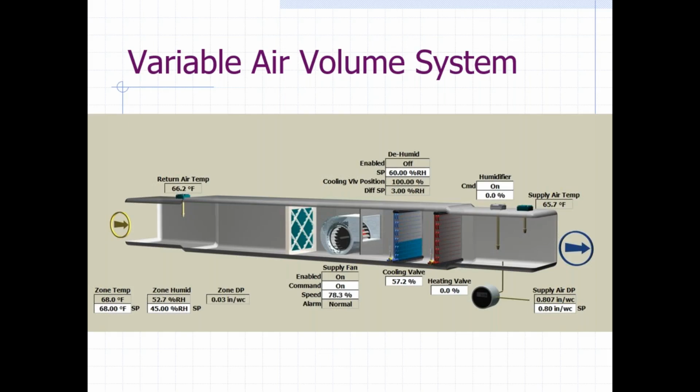The only difference here is we have at the bottom, in the middle underneath the fan, you see speed, and it's 78.3%. So the fan's not running at full. And here on the right-hand side bottom, you also see the static pressure. So they have a set point of 0.8, and right now they notice 0.807, which is pretty darn close. So it's varying the fan to meet their 0.8 inch static pressure set point.